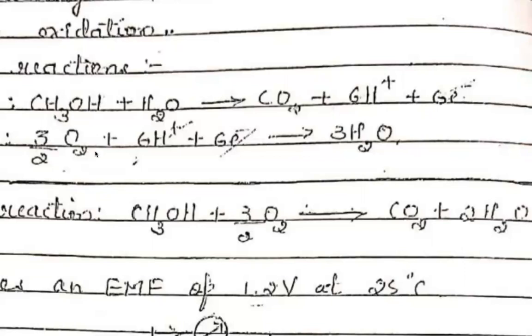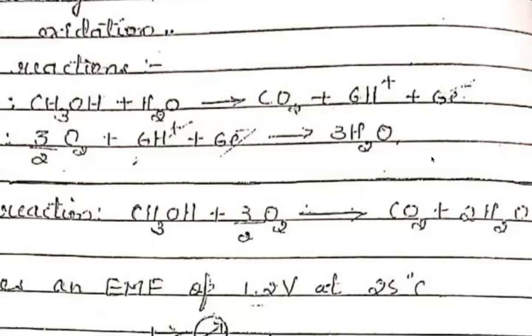Okay, oxygen is present at the cathode, so it will undergo reduction by gaining these 6 electrons. Again, to balance these 6 electrons, I'm adding 6H plus. To neutralize the 6 negative charge, I'm adding 6 positive charge in the form of H plus, as I'm using acid as the electrolyte.